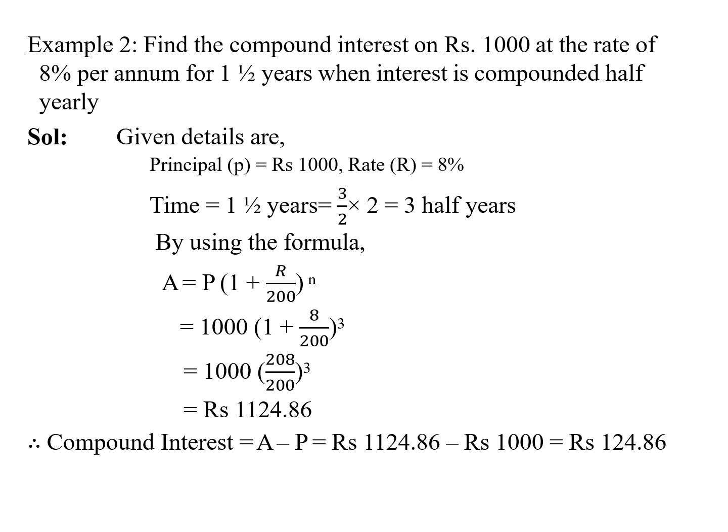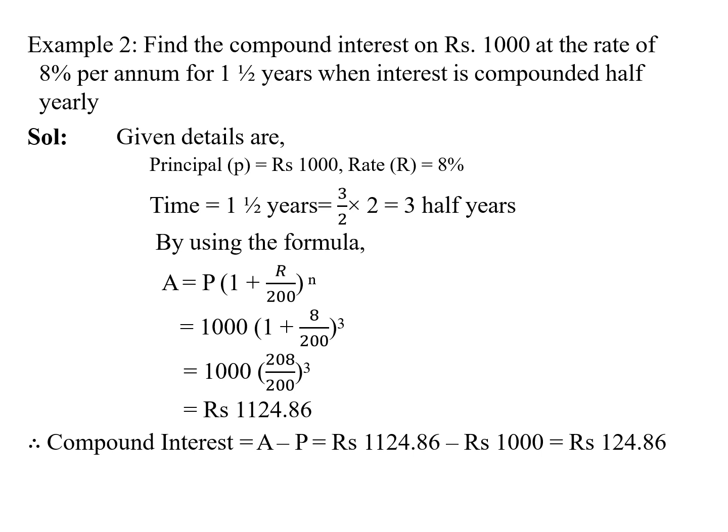Let us see example 2. Find the compound interest on 1,000 rupees at the rate of 8% per annum for 1.5 years when interest is compounded half yearly. Let's try to understand this question clearly. If you invest 1,000 rupees in a bank and the bank gives 8% interest per year but adds interest every 6 months instead of once a year, then how much interest will you earn after 1.5 years?